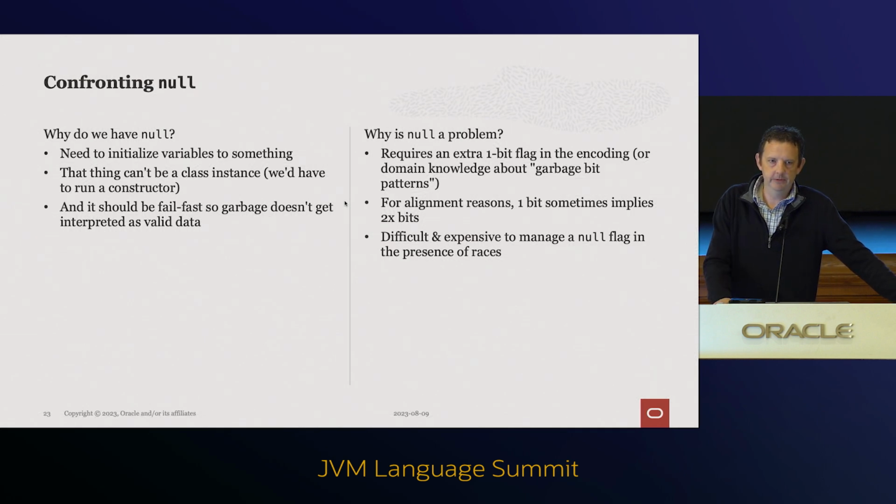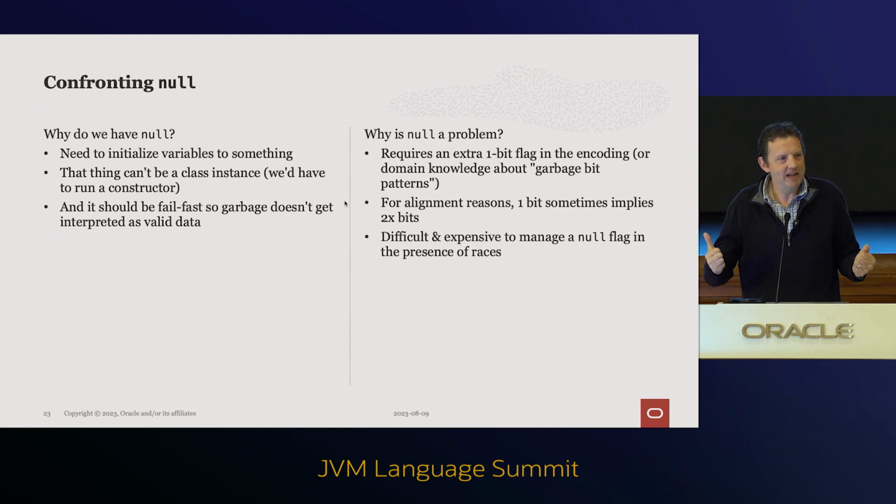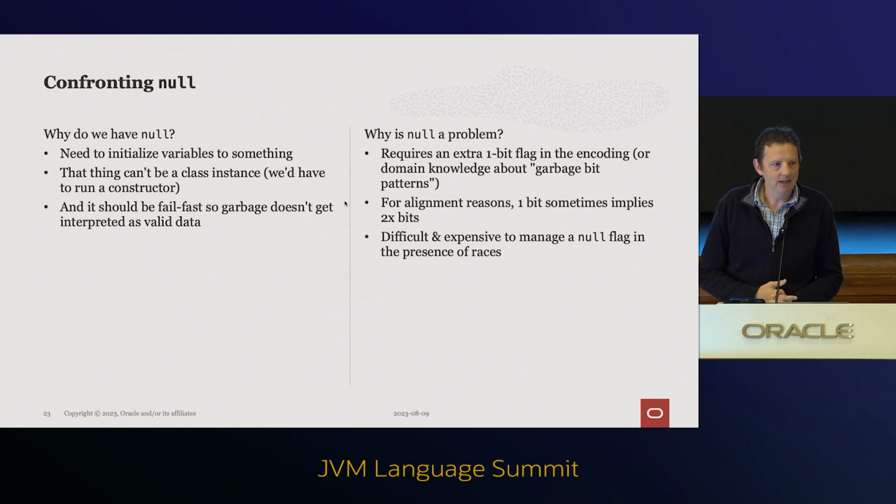Let's talk about null. So why do we have null? Well, we need to initialize variables to something. And if I create an array of objects, we don't have a good way to guarantee that array gets initialized. So the design of Java 1.0 was fill it in with null. That thing can't be a class instance. I can't just create arbitrary objects to fill in there. We'd have to run a constructor, and we don't want to do that. We want it to be fail fast.